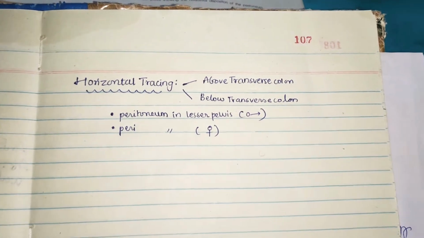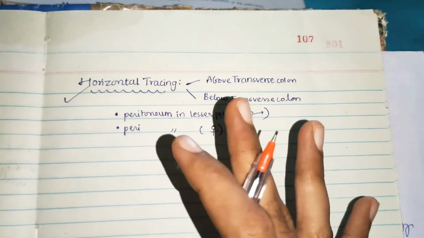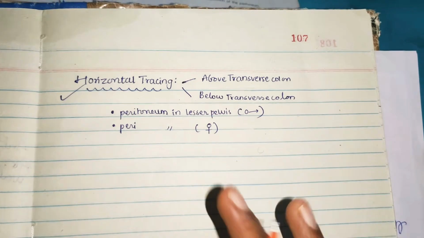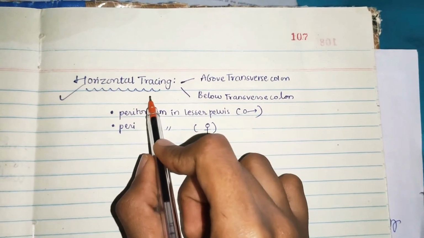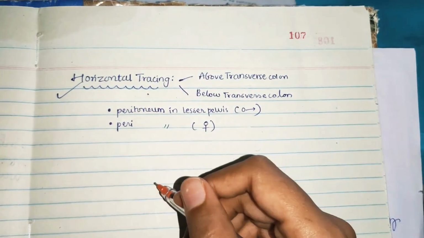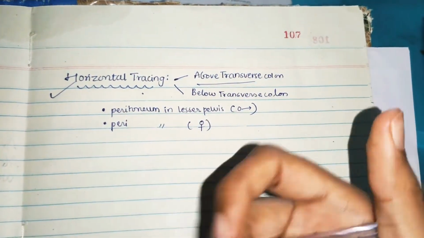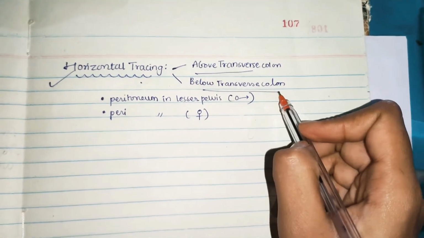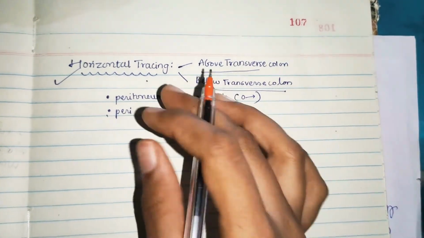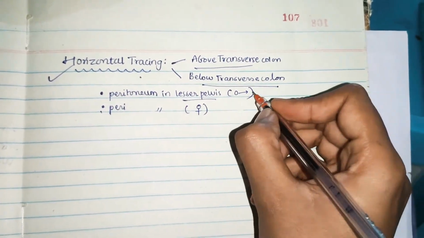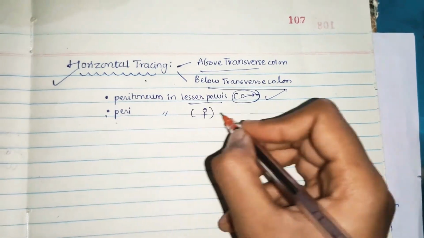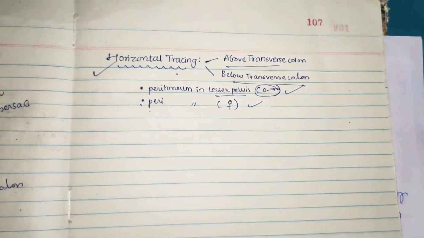In this video we are going to discuss horizontal tracing. In the previous video we understood the vertical tracing. So in this video we are discussing horizontal tracing, and this horizontal tracing is in turn divided into above the transverse colon, how the horizontal tracing is, and below the transverse colon, and also in the peritoneum, especially in the lesser pelvis. In the case of male, how it is; in the case of female, how it is. Let us see the horizontal tracing today.